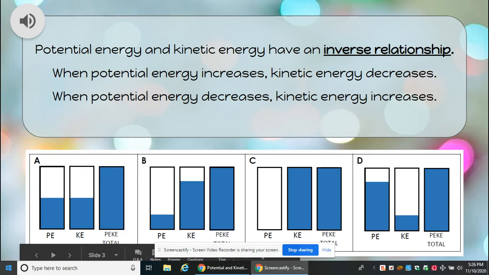Potential and kinetic energy have an inverse relationship. When potential energy increases, kinetic energy decreases. When potential energy decreases, kinetic energy increases.